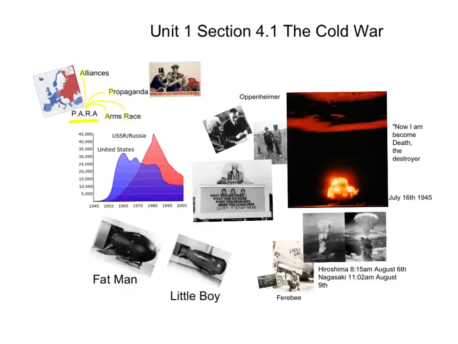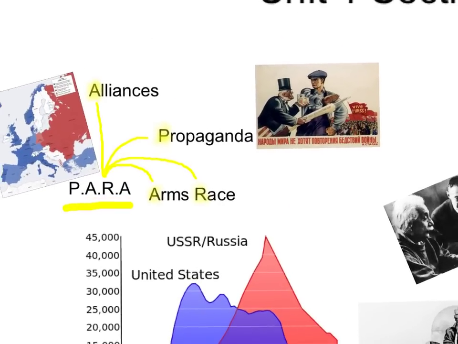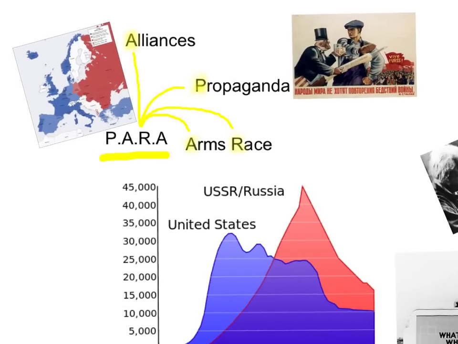Now, there's three main areas of the Cold War and three main ways in which we can see what happened. And they are a propaganda battle, an arms race, and strategic alliances. And you can use the acronym PARA to help you remember these three important topics.